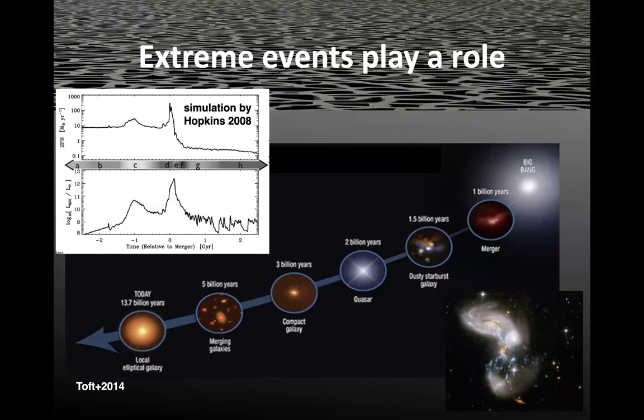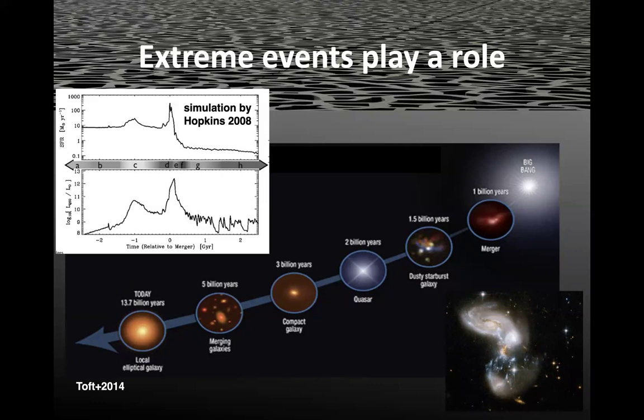of star formation. So you see here the star formation rate as a function of the time relative to the merger. That's a simulation by Hopkins. And you see that at the time of the merger, you have a burst of star formation. And then you have an AGN, which is starting inside the galaxy, which is like a bright mode AGN. And it stops the star formation.